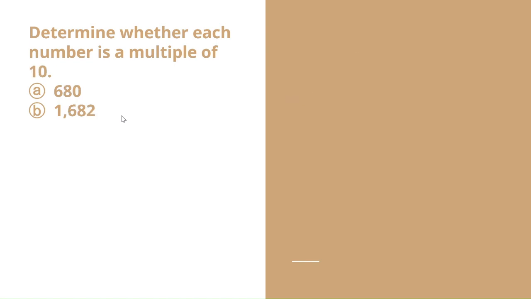Next, determine whether each number is a multiple of 10. For this one, the answer is yes and no. So to determine which number is a multiple of 10, we just look at the last digit. If it's 0, then it's a multiple of 10, and if it's not, then it's not. So 680, we get 0 for the last digit.